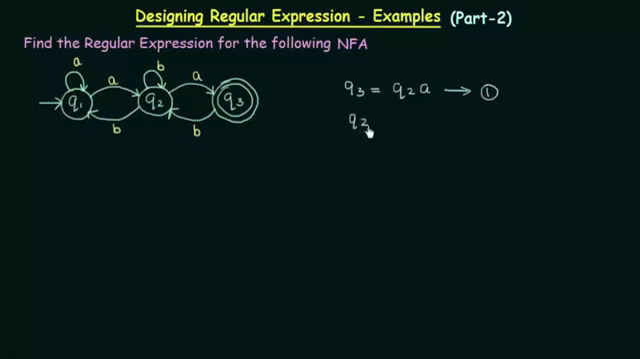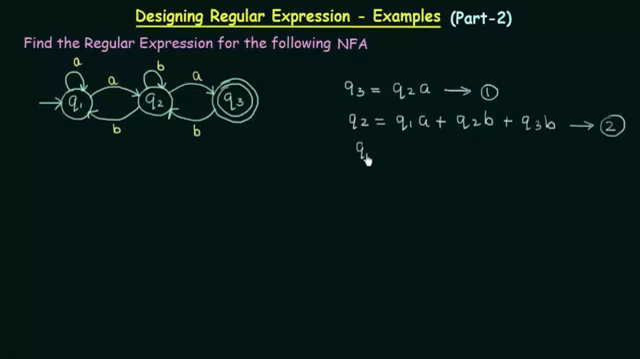Okay, now let's do the same thing for state Q2. We see that Q2 has incoming transitions from Q1, and also from Q2, and also from Q3. So we have to write all of them, we have to do the union of all of them. From Q1 it is coming with an input A, plus from Q2 it is coming with an input B, plus from Q3 it is coming with an input B. So Q2 = Q1A + Q2B + Q3B. I'll call this equation number 2, and this is the equation for state Q2.